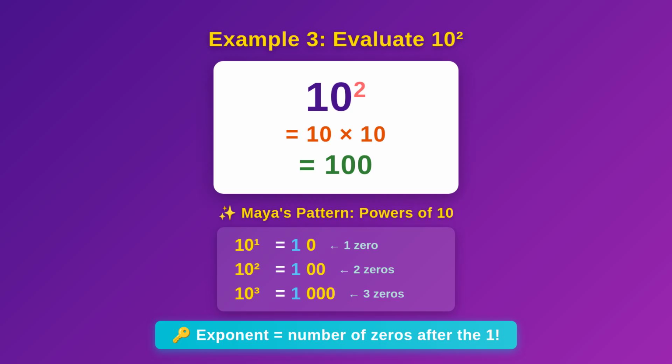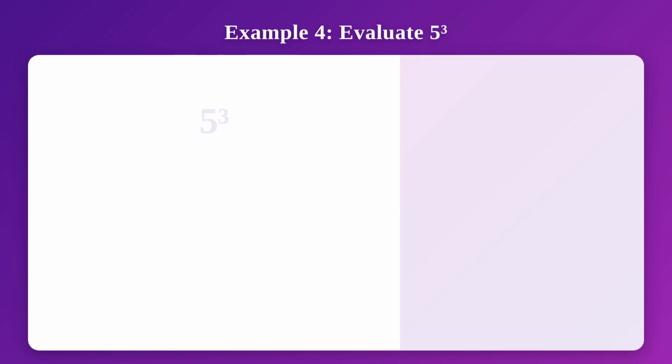10 squared is 100, which has 2 zeros. 10 to the third power would be 10 times 10 times 10, which equals 1,000. 3 zeros. The exponent tells you how many zeros follow the 1. So 10 to the sixth power would be 1 million. Powers of 10 are everywhere in science and everyday life.